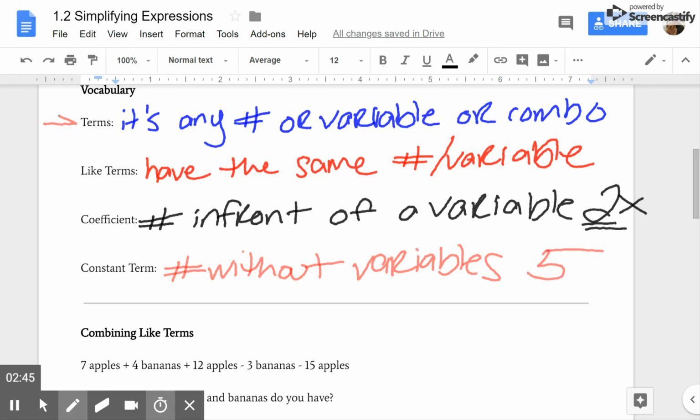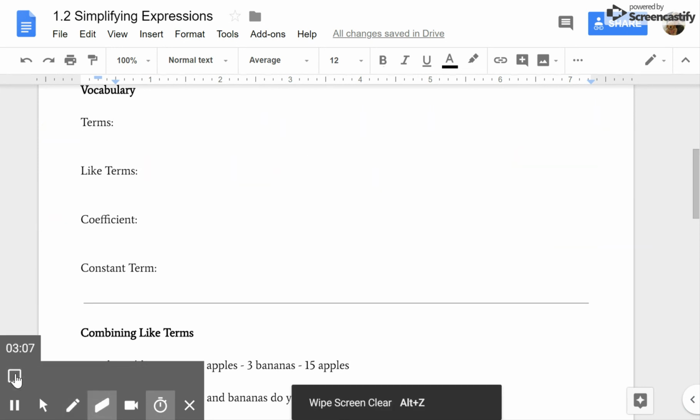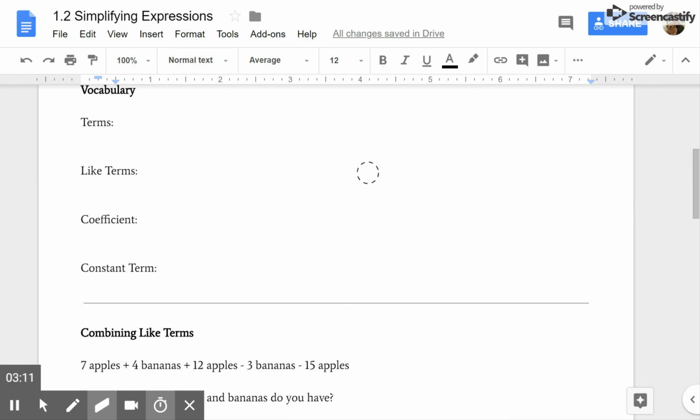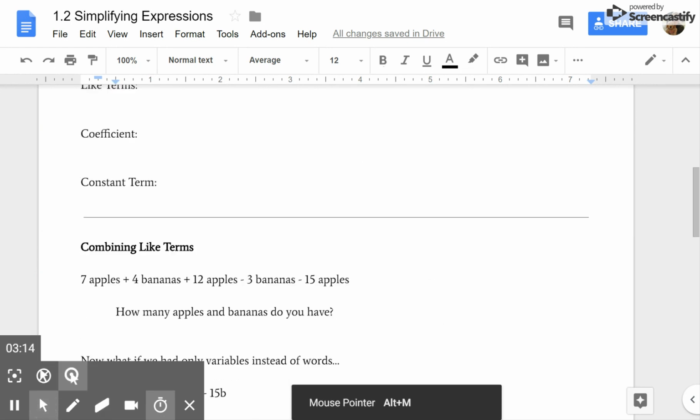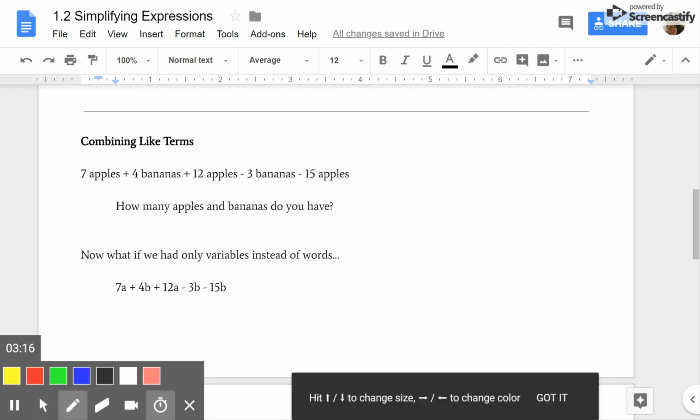So a term is basically anything that you're adding or subtracting together, numbers, variables. Like terms are the ones that you can put together because they have the similar numbers or variables. Coefficient is the number in front of the variable, and a constant is a number that doesn't change because there's no variable with it. So what we're going to be doing today is combining like terms or simplifying expressions.